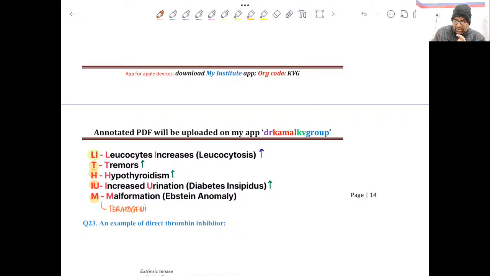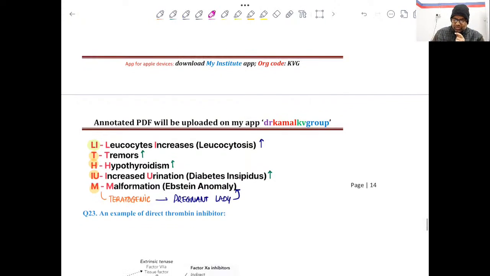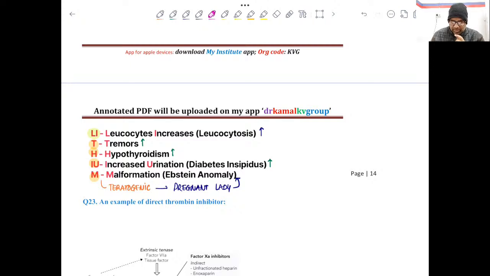Clear? So if taken by a pregnant lady, this will result in Ebstein anomaly in fetus. So it should not be given to a pregnant lady. That's very important. So these are the side effects of lithium.